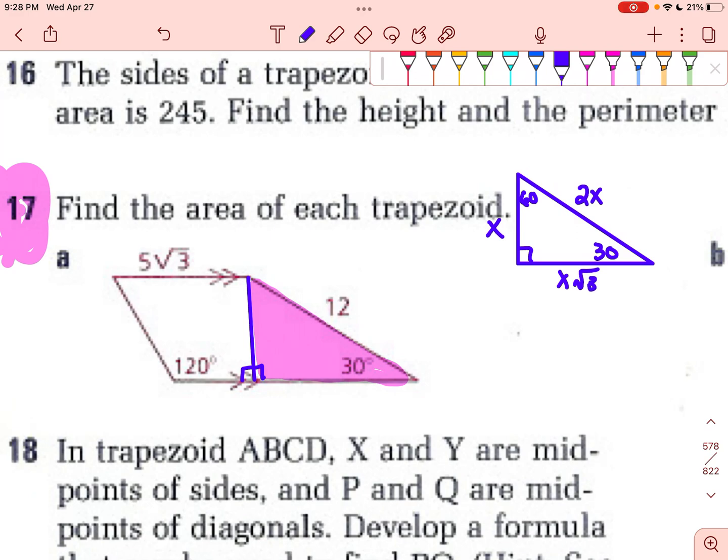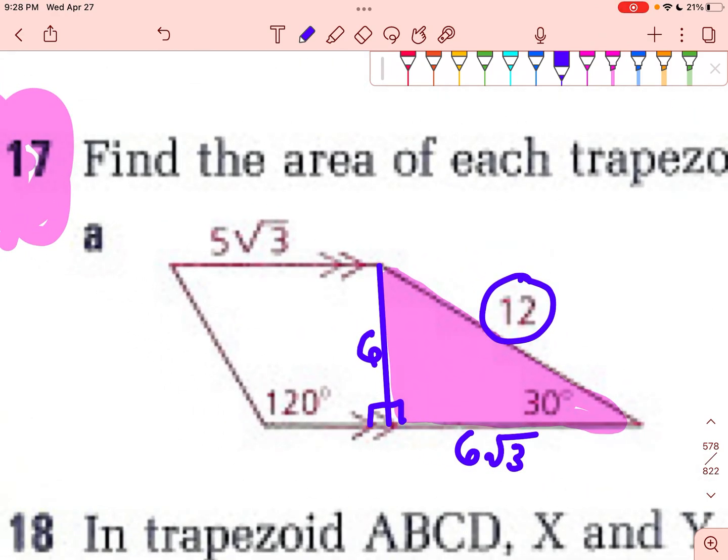So across from the 90 degrees, they're telling me is 12, which means across from the 30 is going to be half that, or 6. And that's important because that's the height of our trapezoid. So if that is 6, then the bottom here has to be 6 root 3. Okay, so we'll fill that in, and then we'll kind of move over here.